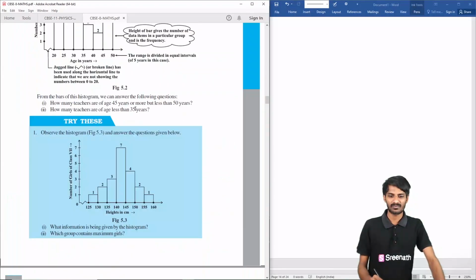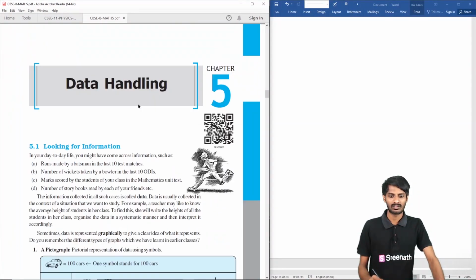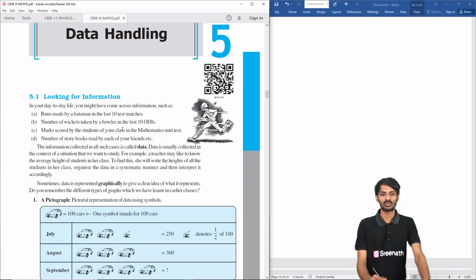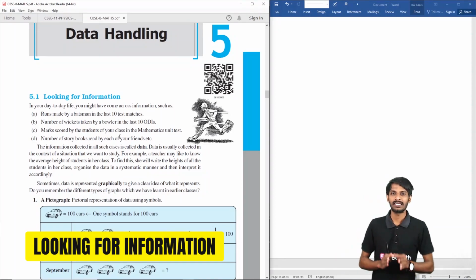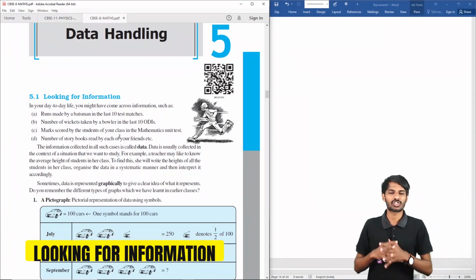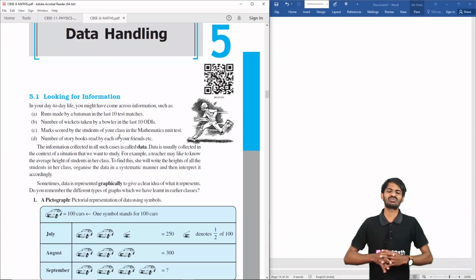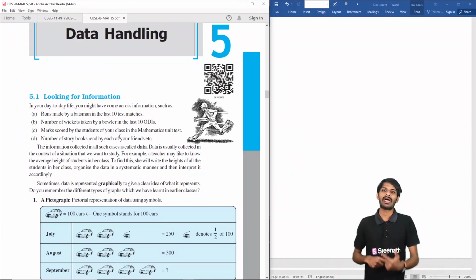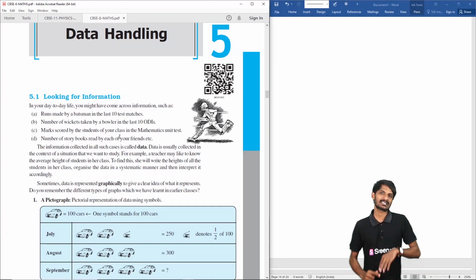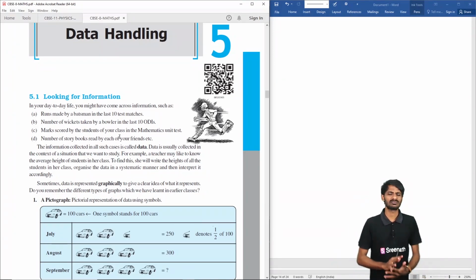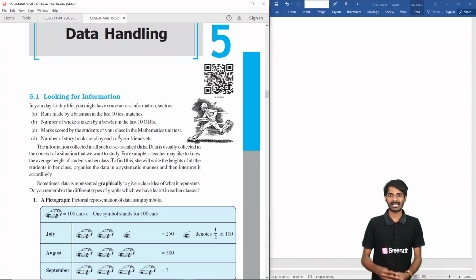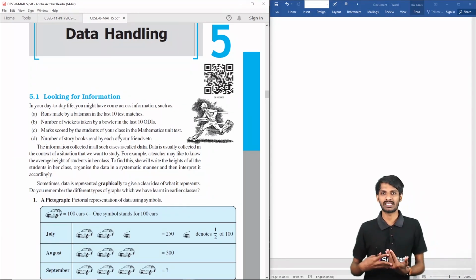We will start the data handling chapter discussion, students. Data handling. Looking for information. In our everyday life, we see so much information around us, running around us. This is the modern generation, where information is everywhere around us, very easily available, and very easily transferred from one place to another. The communication, which means the data transfer, which means the information transfer, has many advantages.